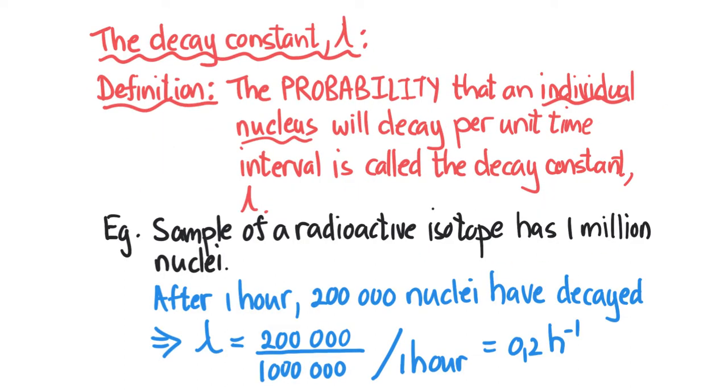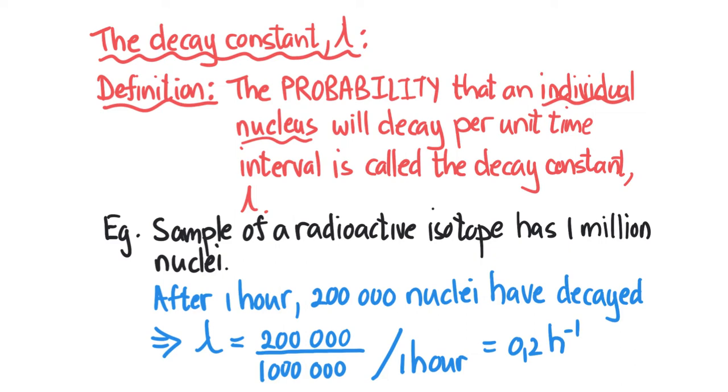So this leads us now to quantifying the decay. The decay constant, lambda, is defined as follows. The probability that an individual nucleus will decay per unit time interval is called the decay constant. And as I've mentioned, we use the Greek letter lambda.